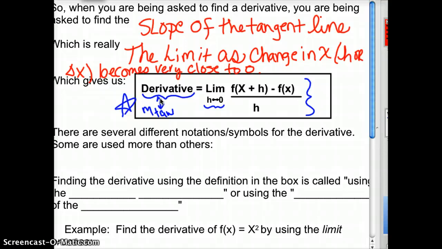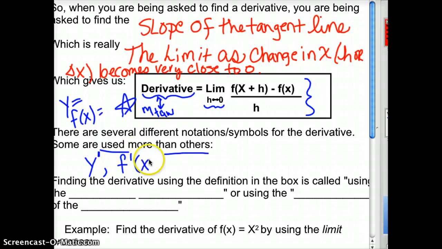There are several different notations or symbols that we can use for the derivative. Some are used more than others, but I'm going to put them all down here in the order that we're going to use them. If the function is of the form y equals, then we call the derivative y with this little line, and we read that as y prime. If the function is given in the form f of x equals, then we call the derivative f prime of x. You'll see us use those interchangeably. They both mean to find the derivative of the function.